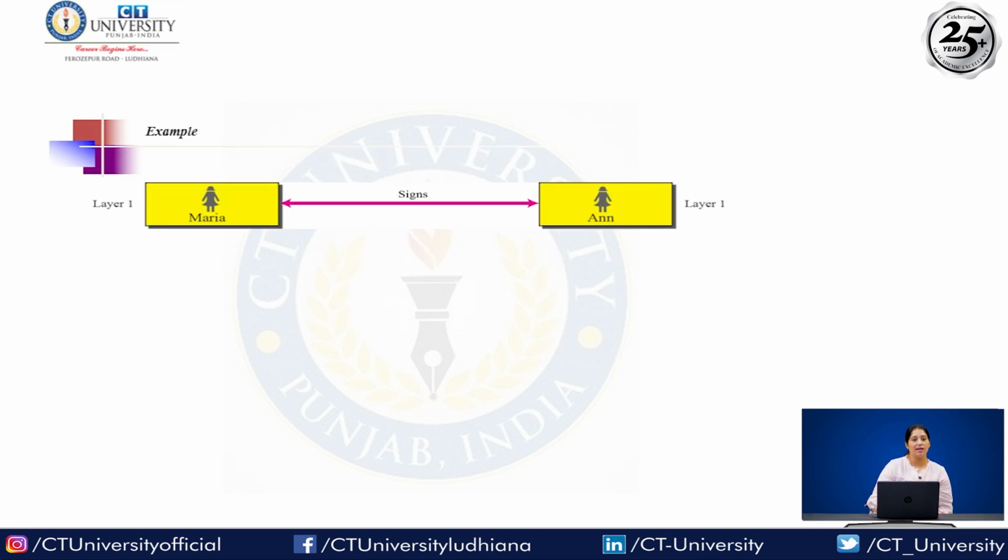Now I am going to start my lecture with an example. There are two persons, one named Maria and the other Anne. They are going to communicate with each other, but they use different languages, though they know the sign of their languages. So here you can see two persons, Maria and Anne, on both layers, and there is a sign between them.